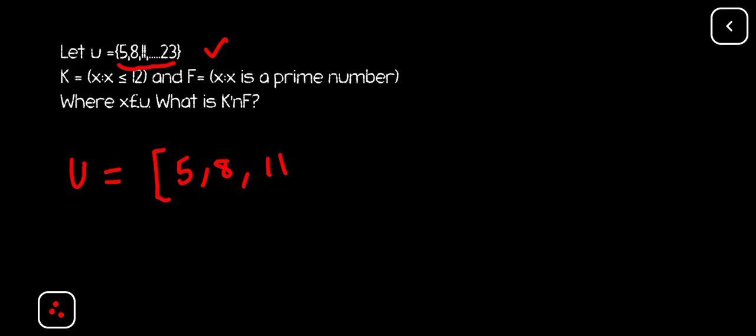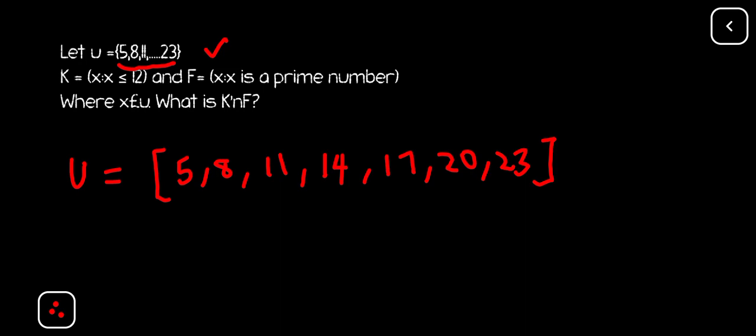Now, take note of the sequence. The pattern here is that after 5, if you add 3, you get 8. If you add 3 again to 8, you get 11. So basically, it's just x plus 3. Then you add 3 again to 11, you get 14. Add 3 again to 14, you get what? 17. Add 3 again to 17, you get 20. Add 3 again to 20, you get 23. So you see, we're able to get the pattern, and we have our complete universal set.